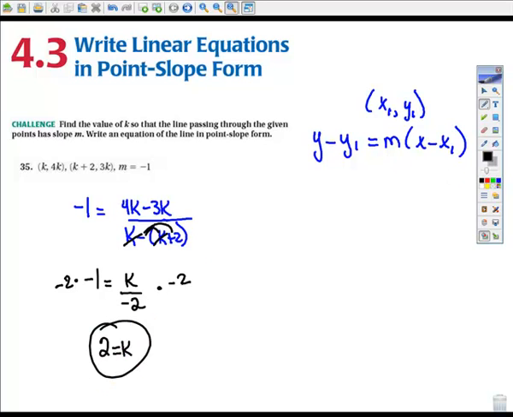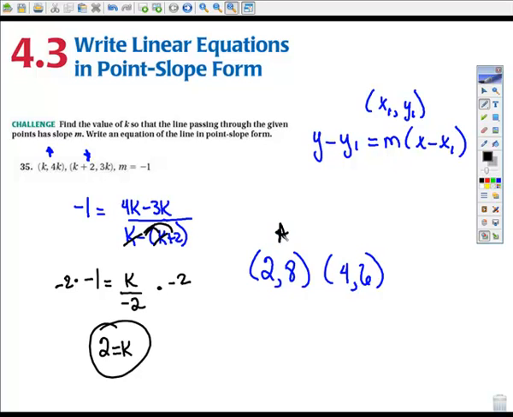Now that I know k, I can figure out this point and this point. So the first point is k, which is 2, and 4 times k, so 8. My second point is k plus 2, so 4, and 3k, or 6. Now I can go ahead and write my equation in point-slope form. I've got two choices. You only have to write one, but I'm going to go ahead and write both of them since I'm showing you the example.